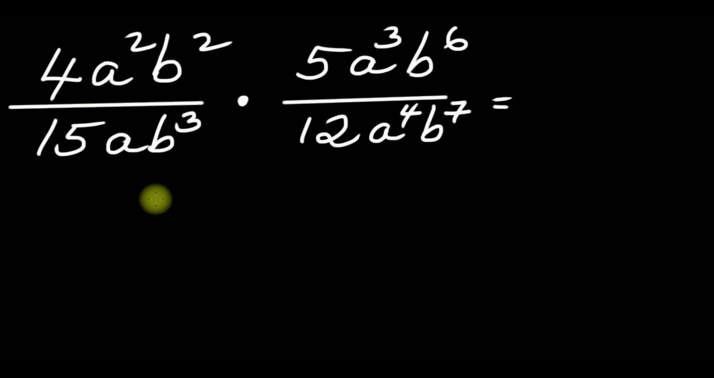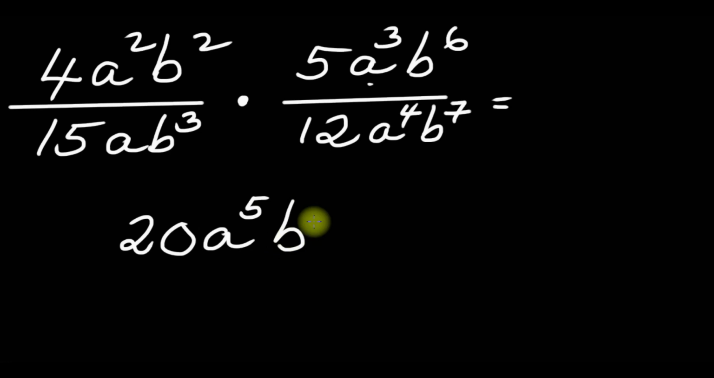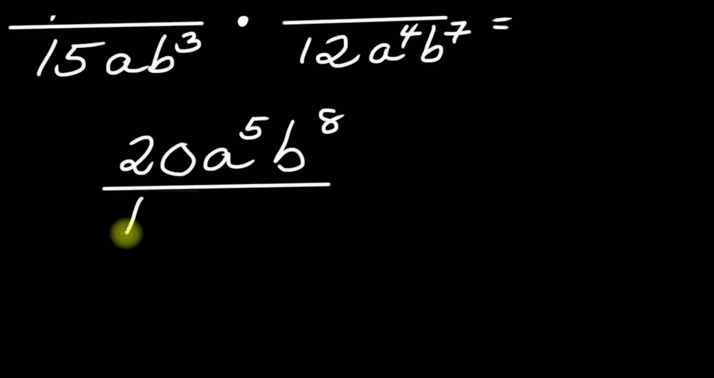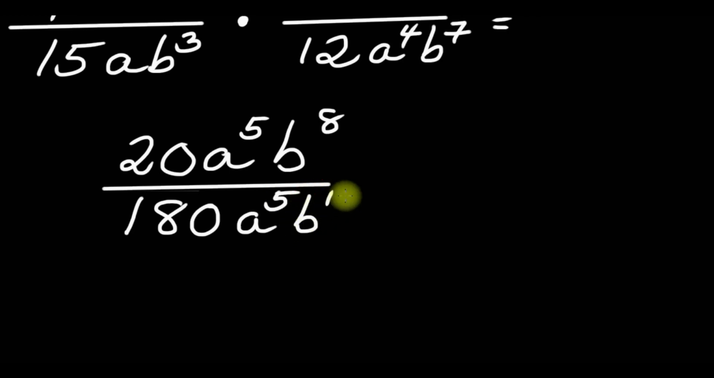Okay, so 4 times 5 is going to be 20, and then a squared times a to the third is going to be a to the fifth. So when you multiply powers, you add the exponents, and then b to the 8. Okay, so 15 times 12 is 180. And then a to the fifth and then b to the 10. Okay, and then now we're going to simplify.